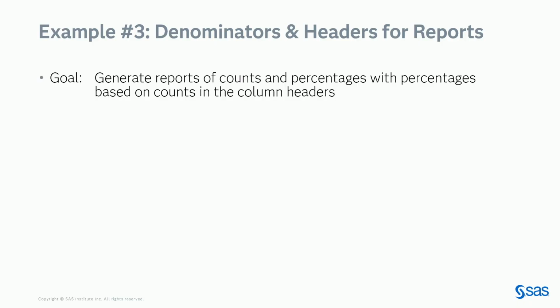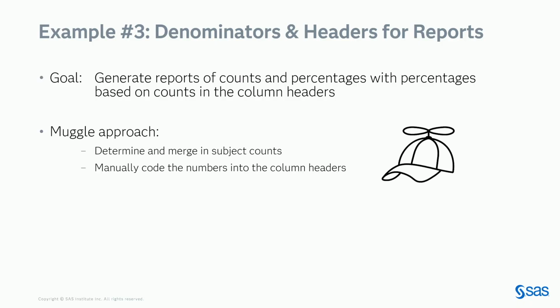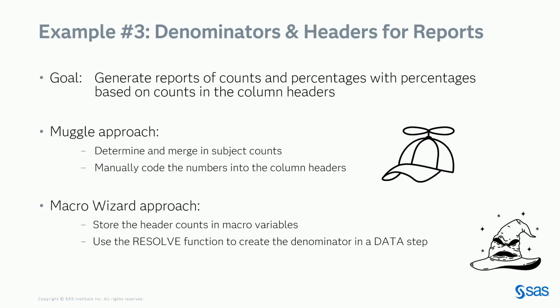in the column headers. So the Muggle approach for this is that we're going to have one proc freq to determine our subject counts that go in our headers, and those become our denominators for computing these percentages, and then we're going to have to manually code those numbers into the column headers, as well as merge them into our data so we can derive our percentages and put those in a proc report to create our table. The macro wizard approach is going to involve macro variables to store those header counts, and the resolve function to resolve them at data step execution time so that we can compute the percentages.